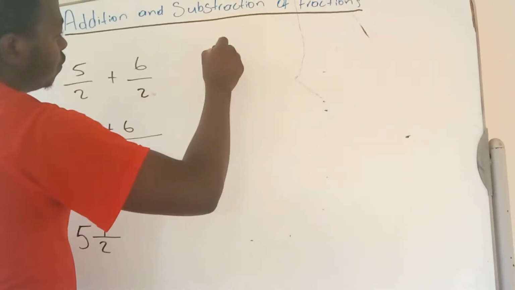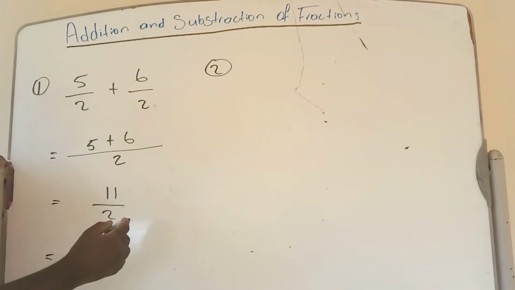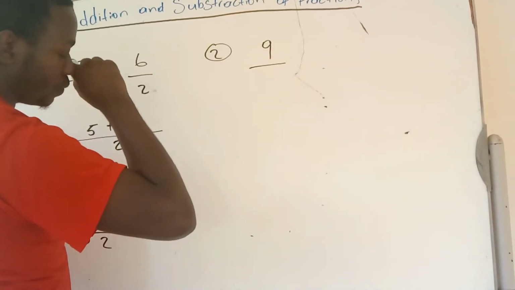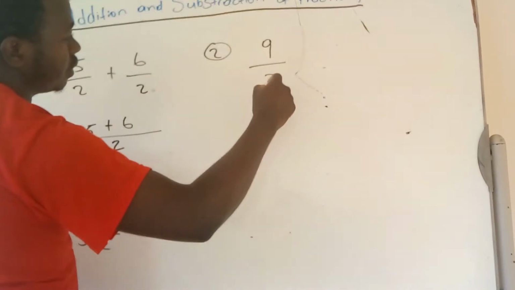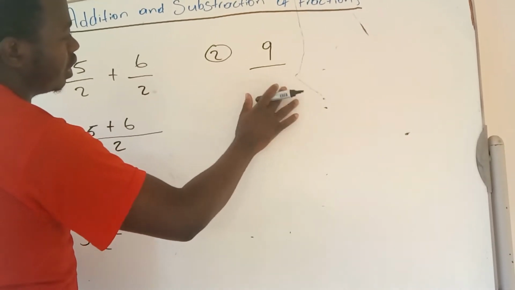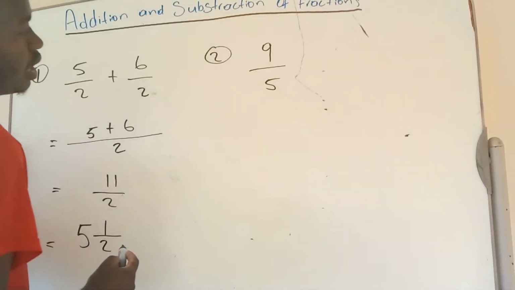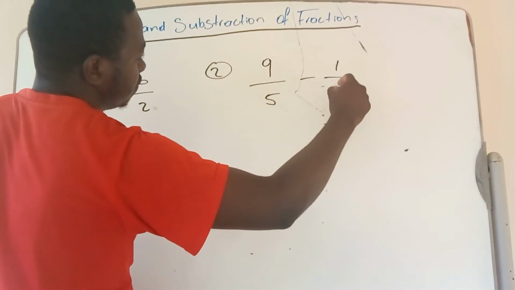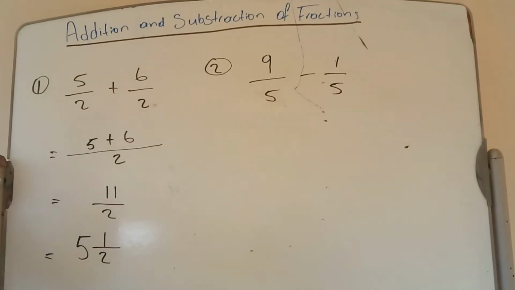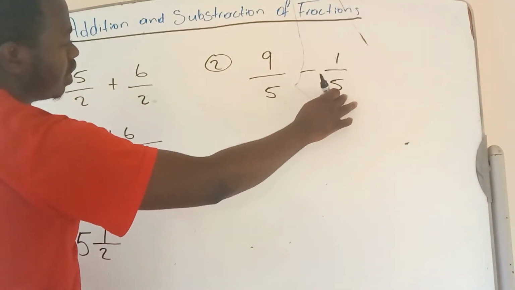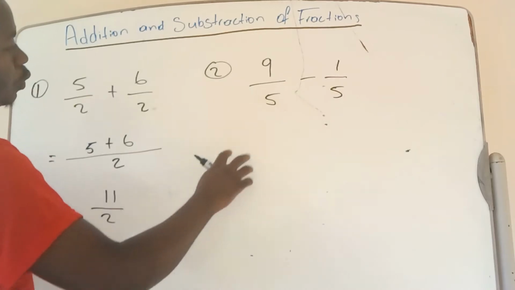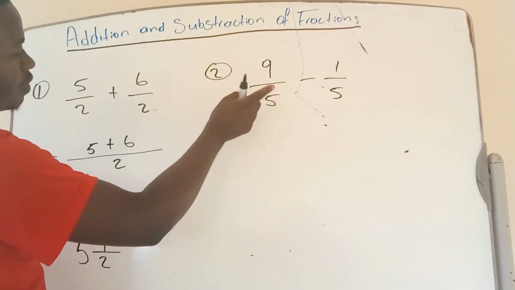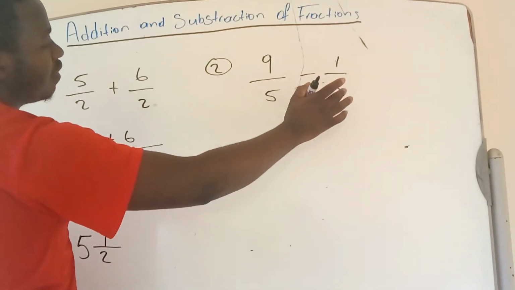Example number 2. Let's say that you have a fraction which is 9 over 5, and you have minus 1/5. Note again, your denominators are the same, or we can say that these two fractions are from the same family. This fraction is from the 5 family, this fraction is from the 5 family.